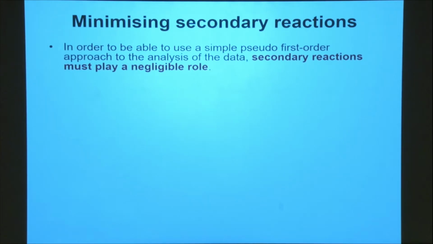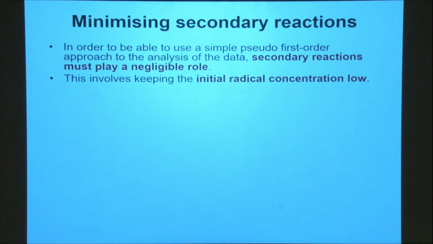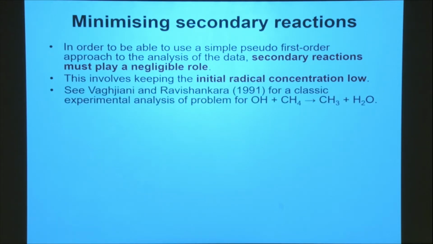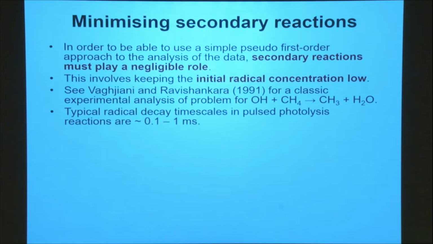In order to be able to use this sort of pseudo first order approach to the analysis, we need secondary reactions to play a negligible role. And that means that we should keep the initial radical concentration fairly low. There are some examples of analysis of what might happen if that's not the case.